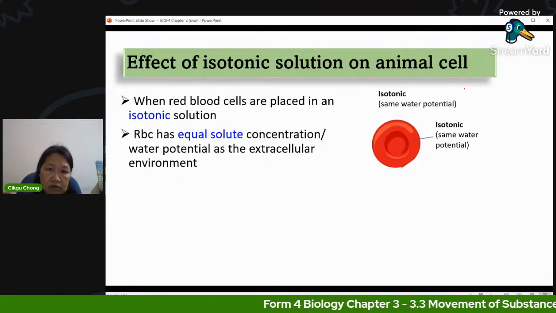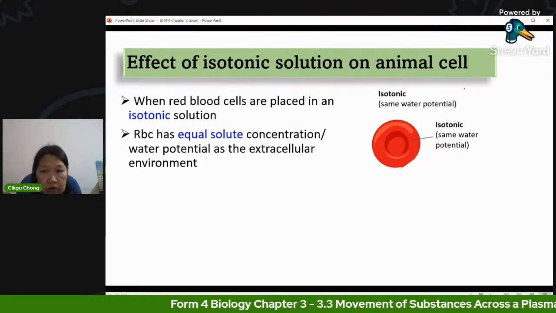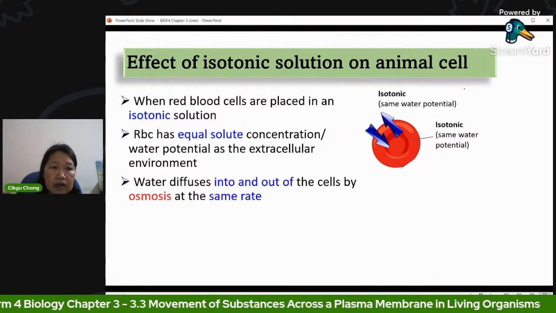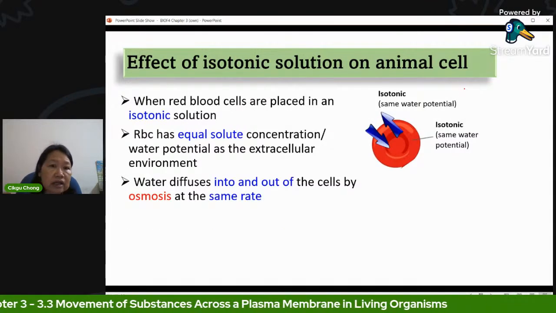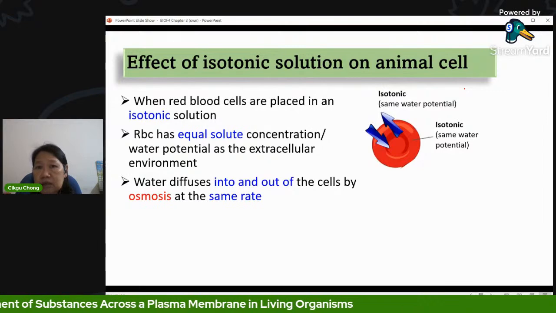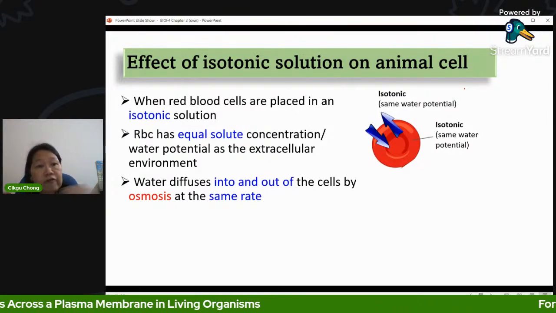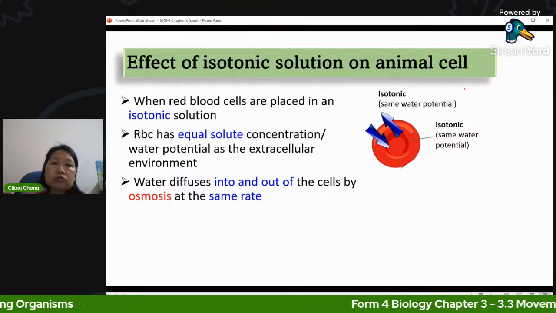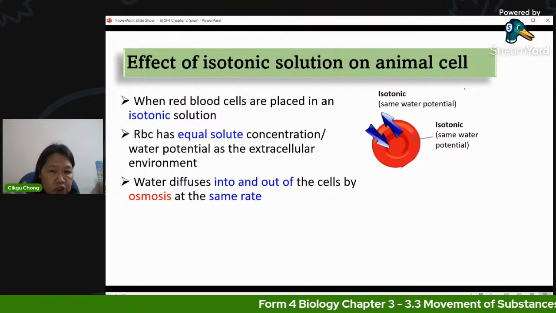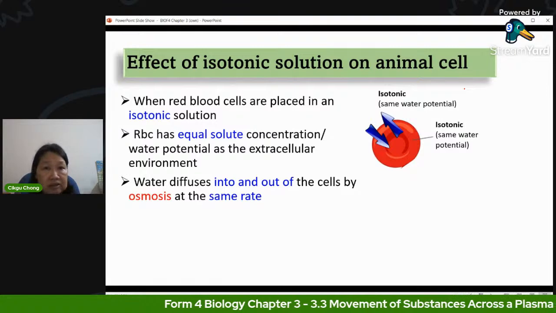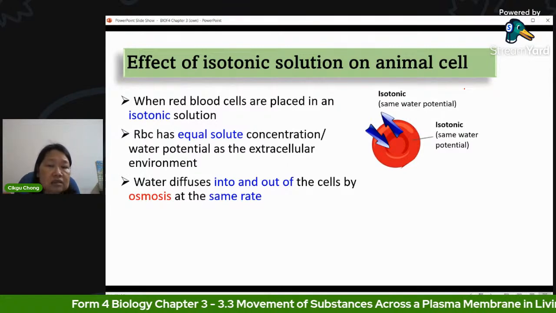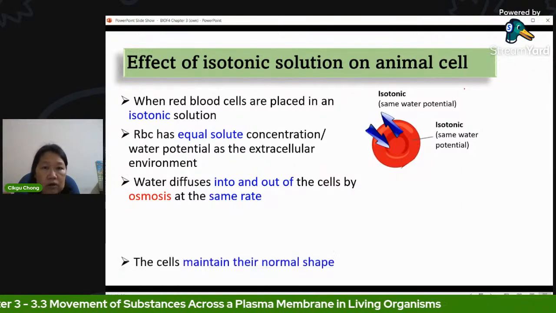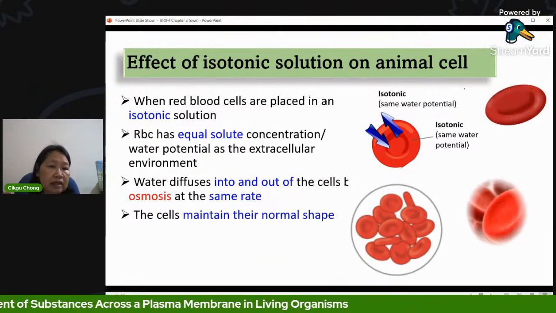So as a result, water of course will go in and out. We cannot say osmosis stops actually. Osmosis will still happen, but the water will diffuse in and out of the cell at the same rate. How fast water goes in will be the same as how fast water goes out. So there's no effect at all on the shape of the cell. The cells will maintain their normal shape.